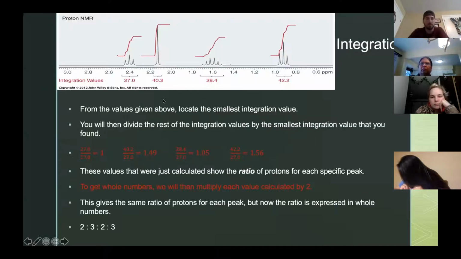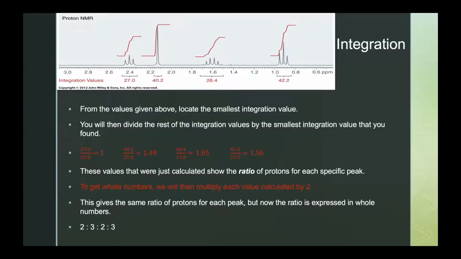So then here you can see the spectrum up top, and from there, like we did before, this is the example I gave before. What we'll do first is look at the integration numbers here and find the smallest one. The smallest one is 27. And then we'll divide each of the integration numbers by the smallest one. So you'll see here 27 divided by 27, 40.2 divided by 27. And we'll get these values here.